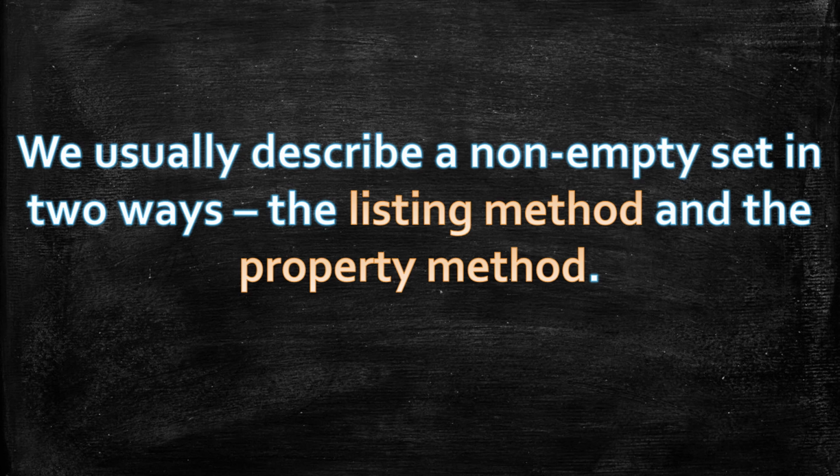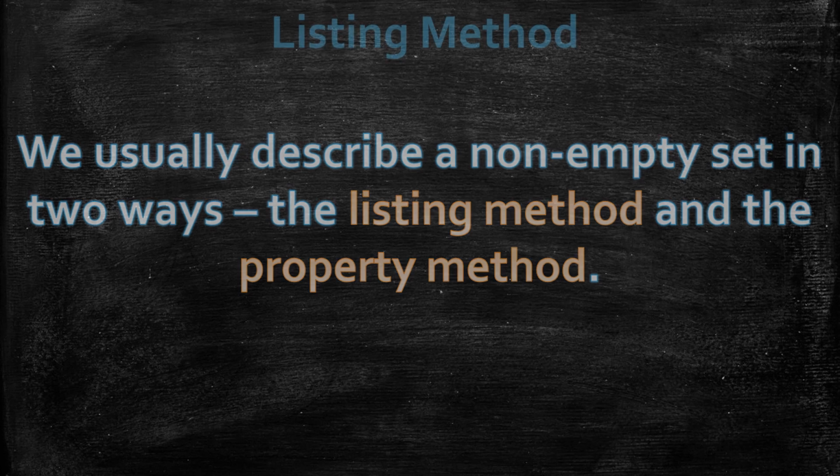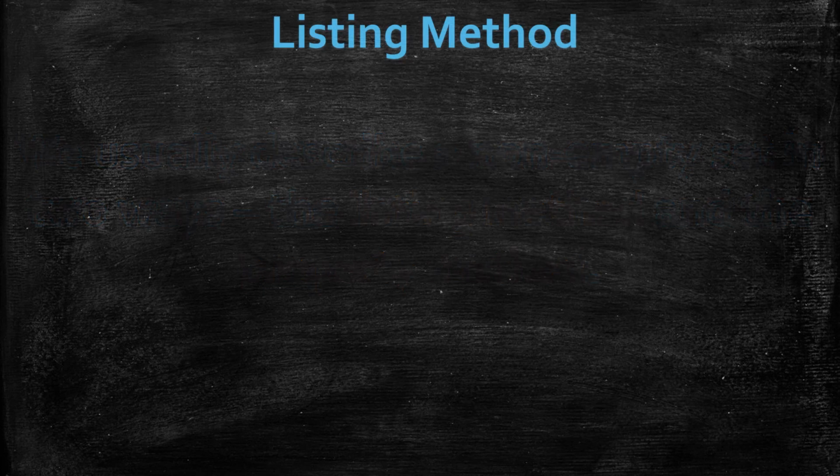Now let's discuss the listing method. Remember, in the listing method, we list all the members of the set within curly brackets. That means all the elements of the set will be within curly brackets. Let me give one example for clarification. Let us consider the set of all natural numbers that are factors of 10.